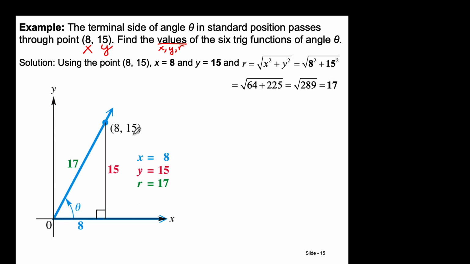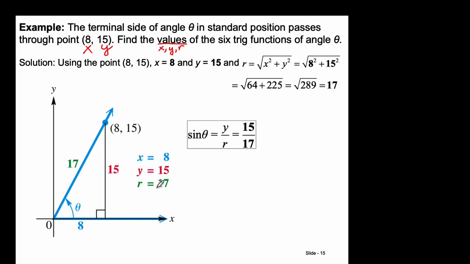Here's a figure for you to refer to. 8 is the x-coordinate, 15 is the y-coordinate, and r, this is not the unit circle this time, okay? The radius of this circle, or the hypotenuse of this triangle, is 17. Since all 3 side lengths of the triangle are whole numbers, it's called a Pythagorean triple. Okay, let's plug them in.